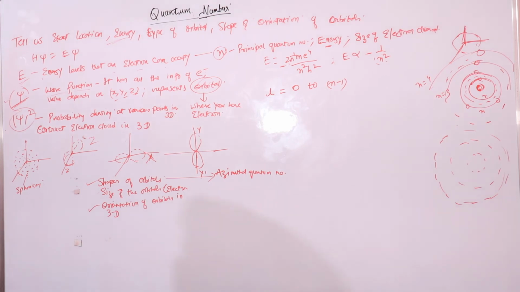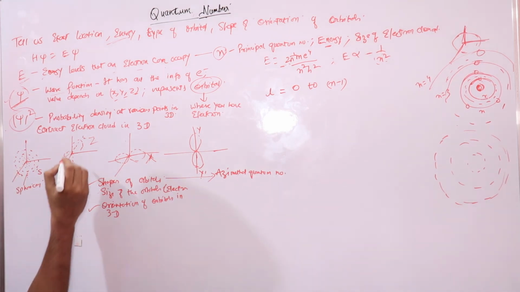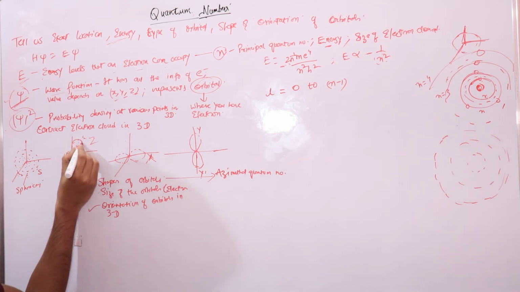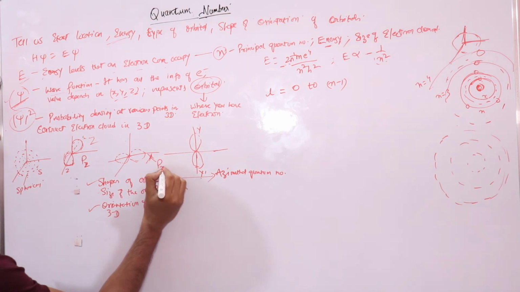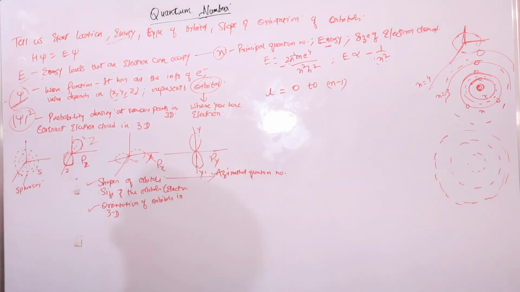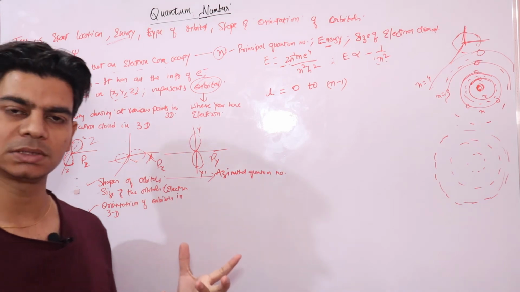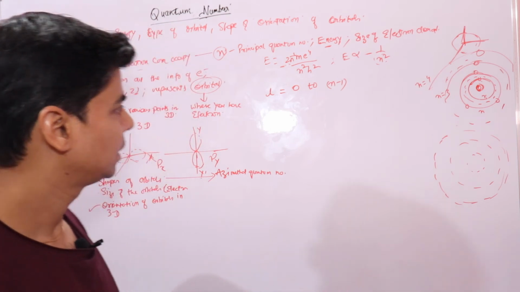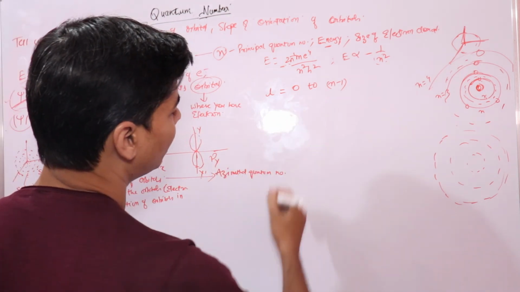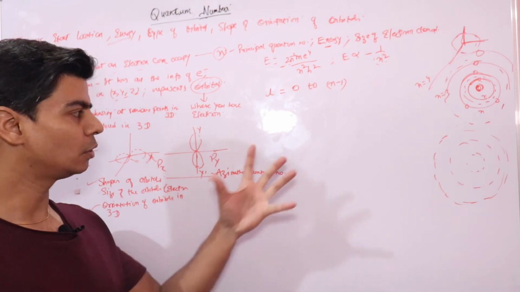Since we have understood this is your s, it has a spherical shape, so this is your s orbital. This has a dumbbell shape, so these are your p orbitals. This is pz, px, this is your py. These are 3 orbitals. And we have other orbitals as well, like d orbitals and f orbitals. They are more complicated in shape. So this is L, and we also call these subshells.